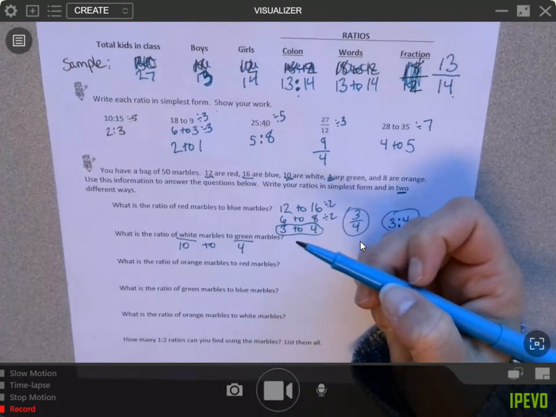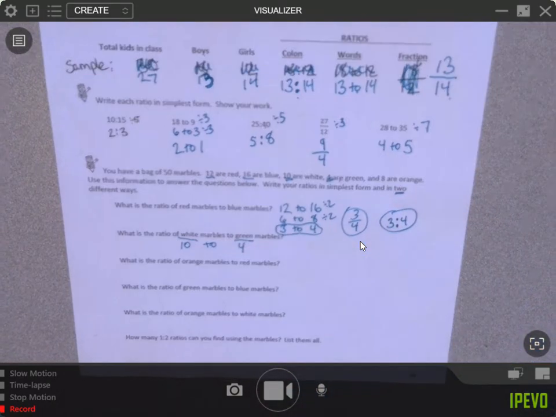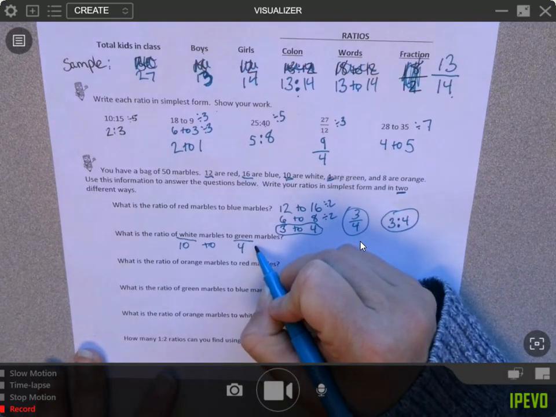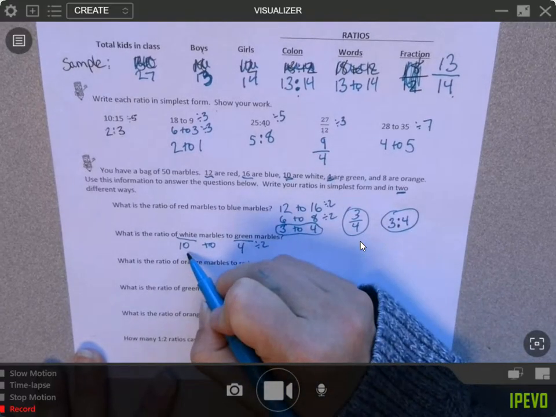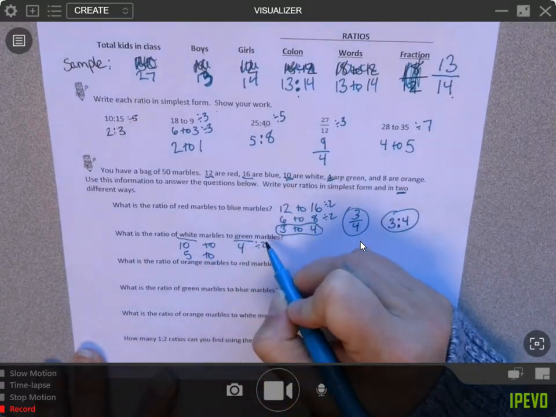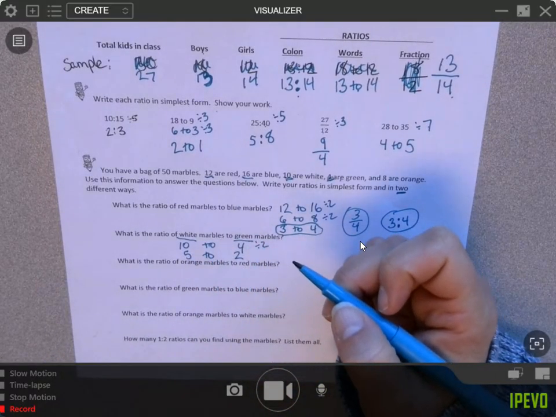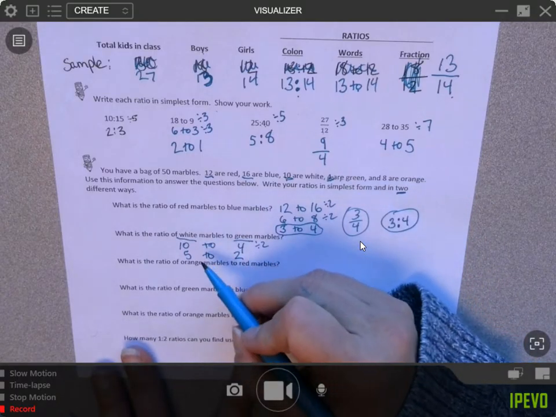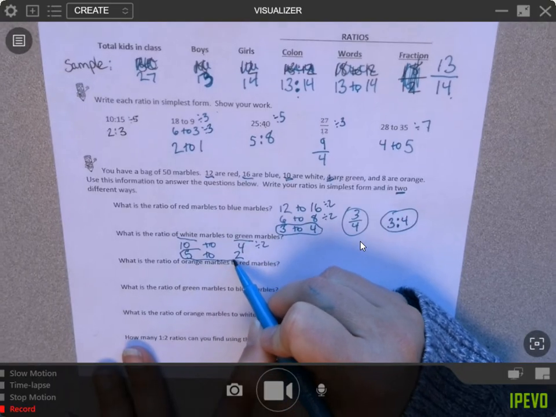So if I say 10 to 4, is that my final answer? Why not, Kylie? Yeah, what could I divide out of it? I can divide out a 2. 10 divided by 2 is 5. 4 divided by 2 is 2. Can I go any simpler? Nope, that is it. So I'm going to circle that.